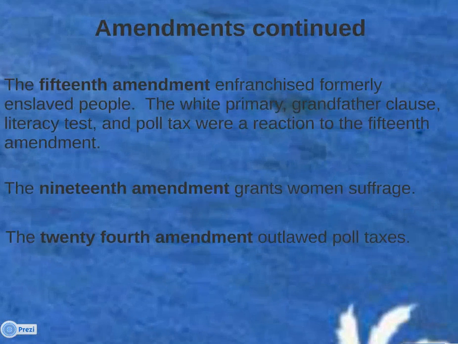All right, the 15th Amendment enfranchised formerly enslaved people. The white primary, grandfather clause, literacy test, and poll tax were a reaction to the 15th Amendment. We discussed that in class when we did our end of the chapter questions. The 19th Amendment grants women suffrage. The 24th Amendment outlawed poll taxes.